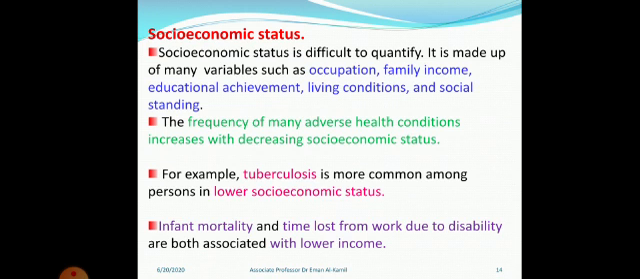Infant mortality and time lost from work due to disability are both associated with lower income. Different types of diseases are more likely to occur among individuals with lower socioeconomic status. This may be related to poor occupation, no occupation or unemployment, poor nutrition, lack of education, poor quality of house, inappropriate water supply, lack of ventilation, and overcrowding.